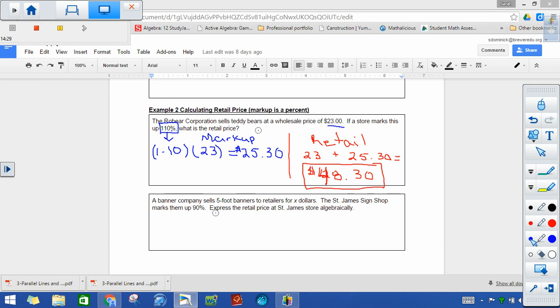A banner company sells 5-foot banners to retailers for X dollars. The St. James sign shop marks them up 90%. Express the retail price of St. James store algebraically. So above, to get our markup, we had to change this 90% to a decimal, so it's 0.9. And then we had to multiply that by the wholesale price.